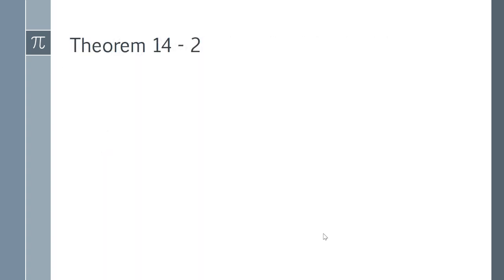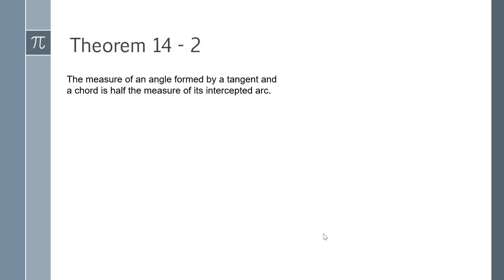And then finally, we're going to look at theorem 14.2. It says that the measure of an angle formed by a tangent and a chord is half the measure of the intercepted arc. So basically, here's what this looks like. We've got a chord, and then we have a tangent. We talked about tangent in the previous lesson. Remember, a tangent intersects the circle at one point. So the angle that's formed right here is half of this arc right here. So whatever this arc is, divide it by 2, and you'll get this angle.